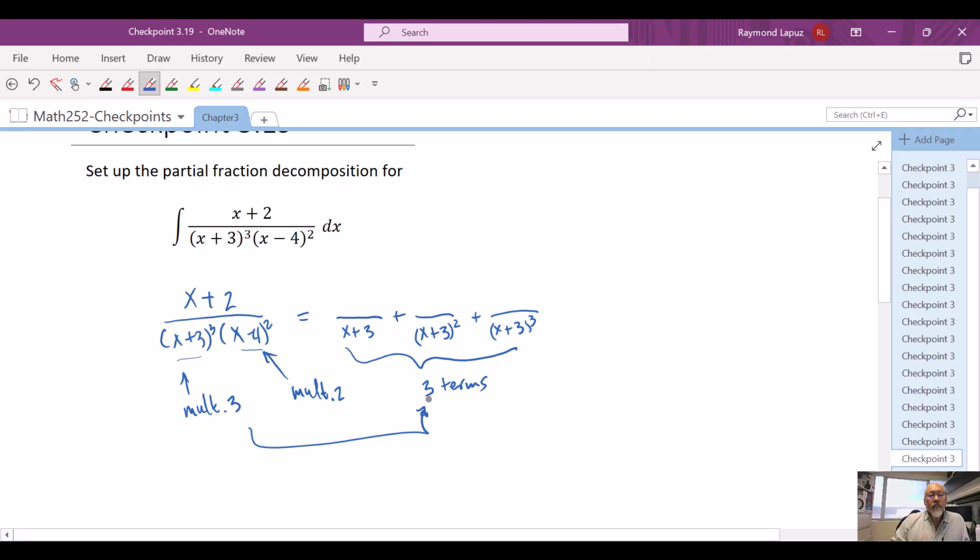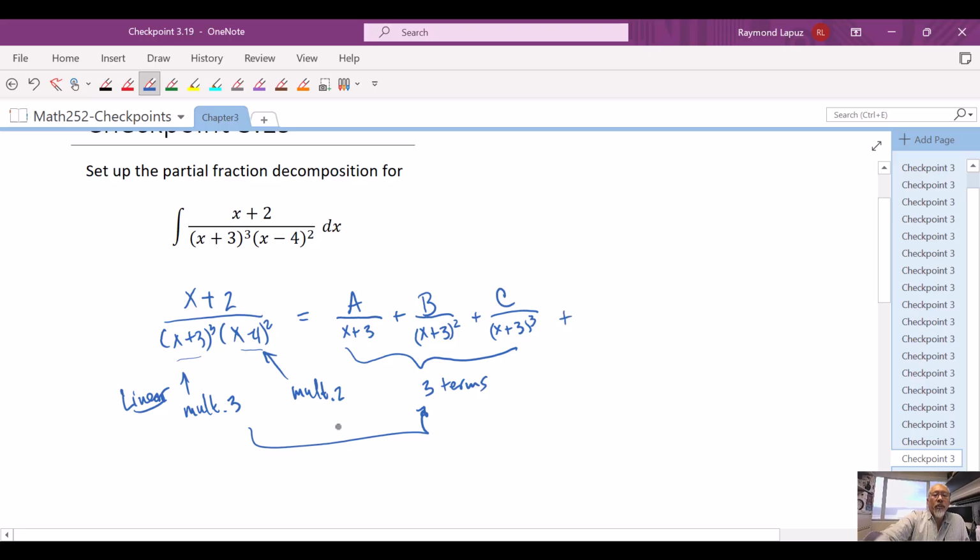All right. Now, what goes in the numerator? These are all linear terms, so one less degree in the numerator will just be a constant. So we'll have a constant up here and a constant for the second one. Even though it's raised to the second power, it's a linear term that accounts for the multiplicity, so it's still going to be constant in the numerator, and then constant in the numerator for that last one as well. So those are the 3 terms that take care of this multiplicity 3.